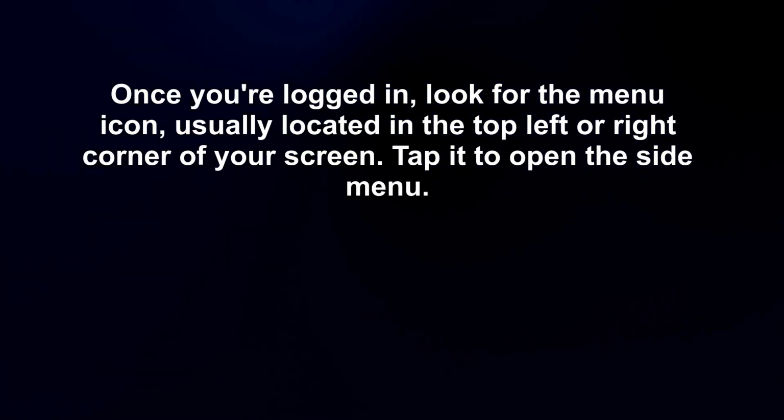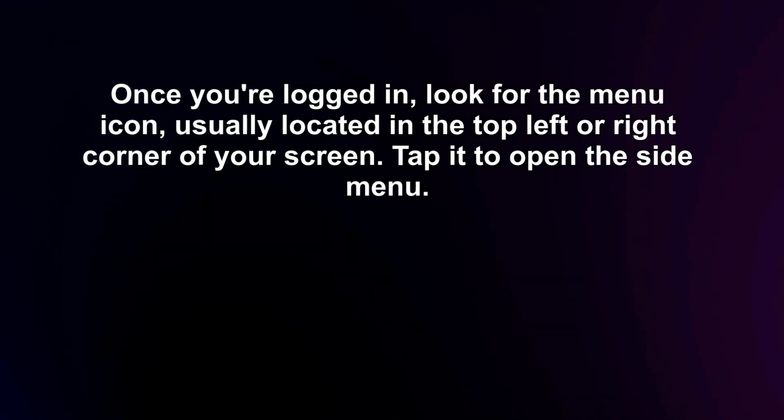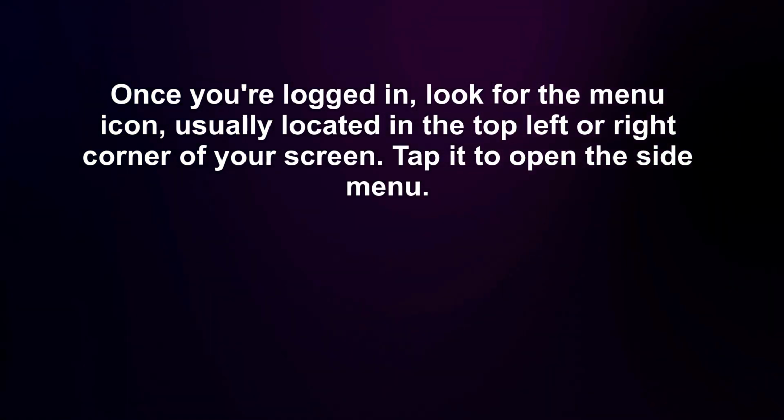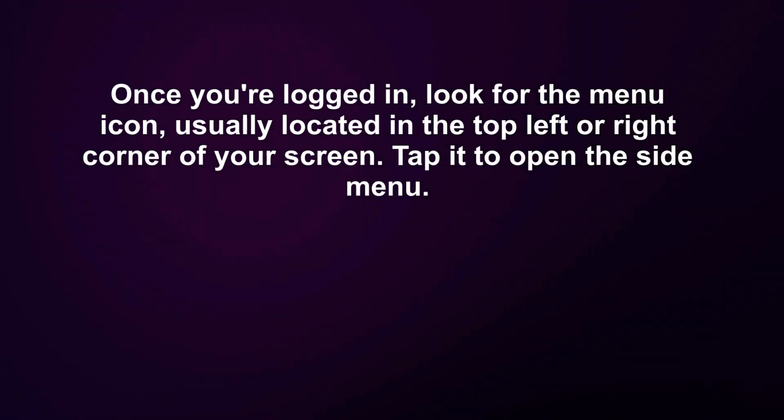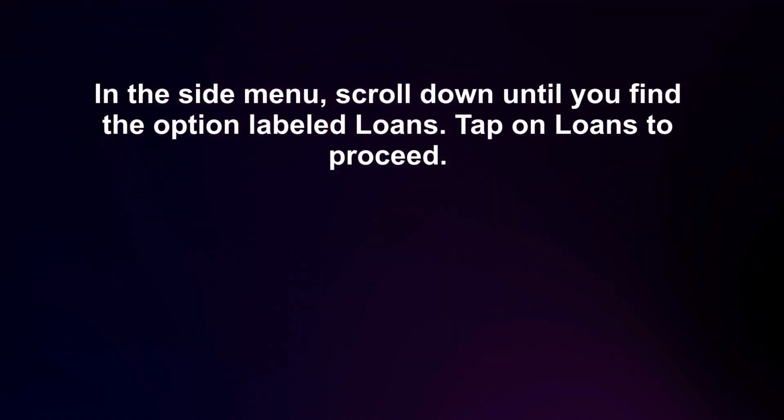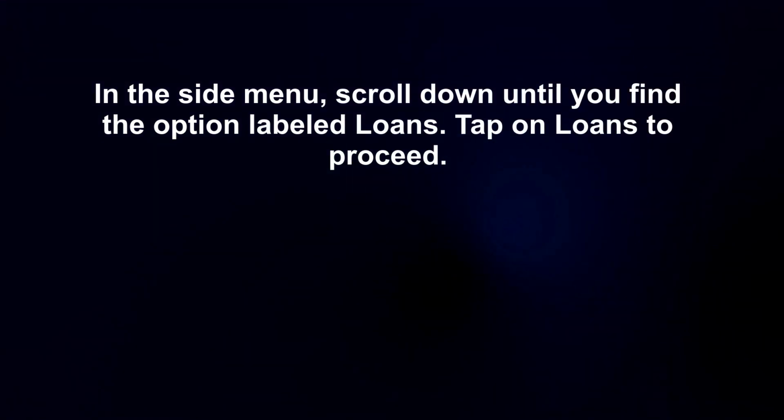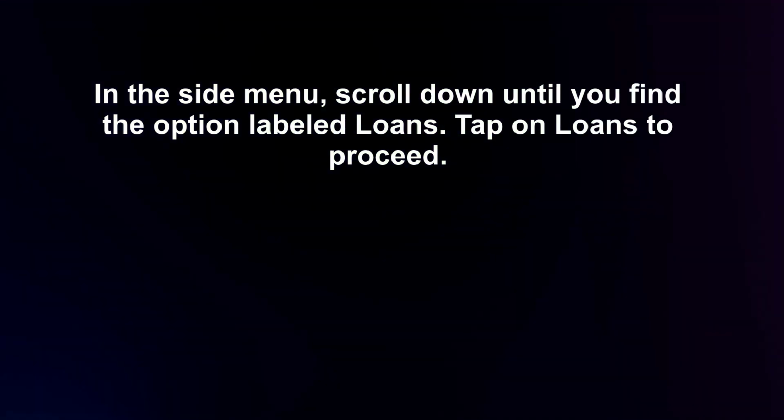Once you're logged in, look for the menu icon, usually located in the top left or right corner of your screen. Tap it to open the side menu. In the side menu, scroll down until you find the option labeled Loans. Tap on Loans to proceed.